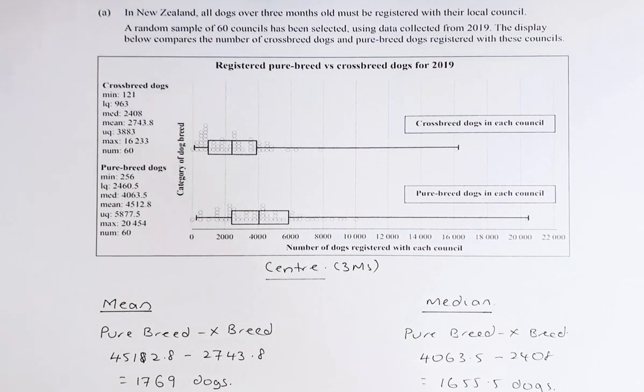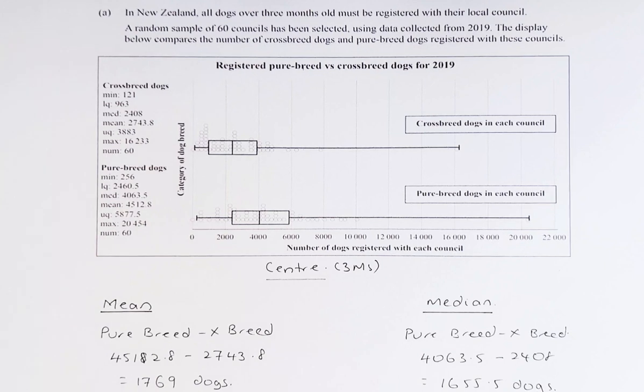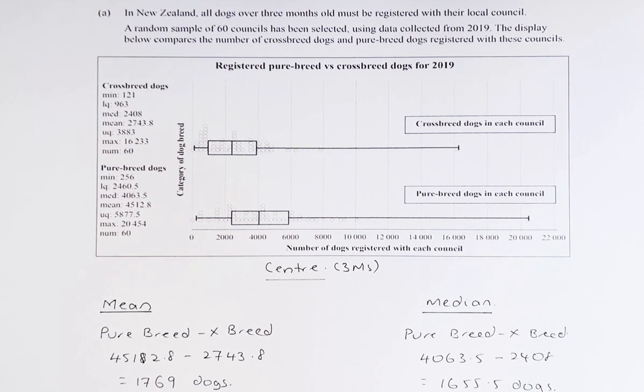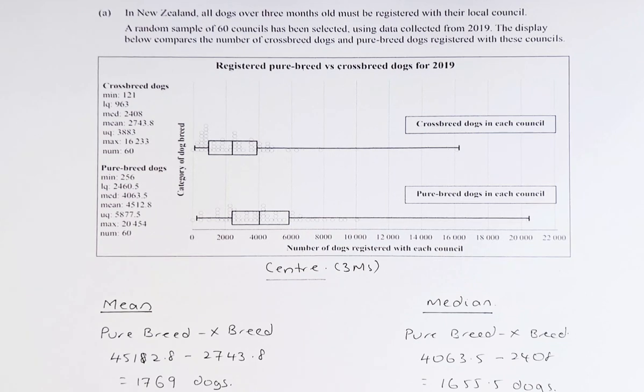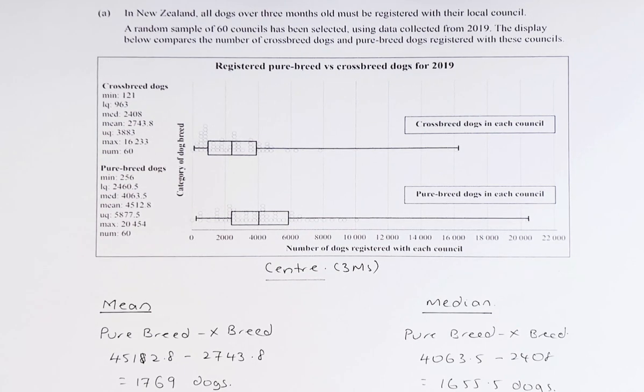In New Zealand, all dogs over 3 months old must be registered with the local council. A random sample of 60 councils has been selected using the data collected from 2019. The display below compares the number of crossbreed dogs and purebred dogs registered with this council. If you look at the graph, there are two graphs actually. One is called the box plot and the other is called the dot plot. So we are going to analyze them both.